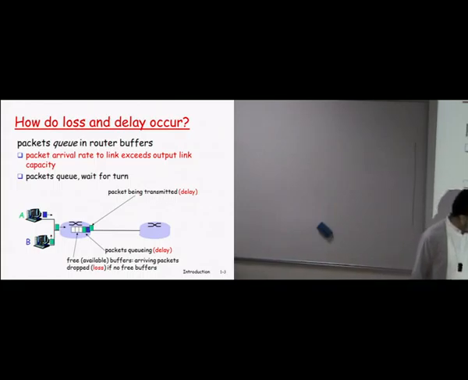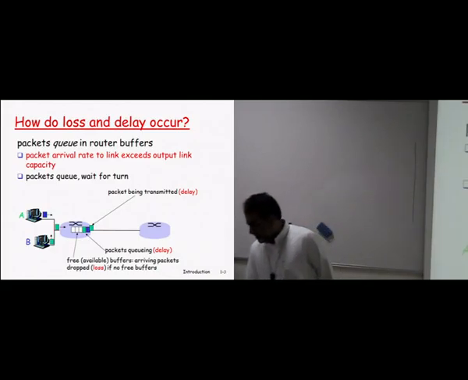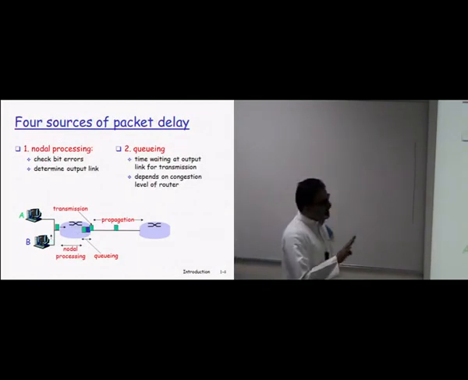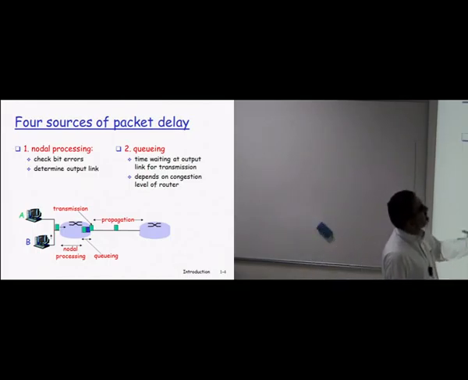Now we have four different types of delays here. There are four sources of packet delays on our router. We will study them one by one. The first one is the nodal processing delay, the time the node will take to process the packet. It is called nodal processing delay.